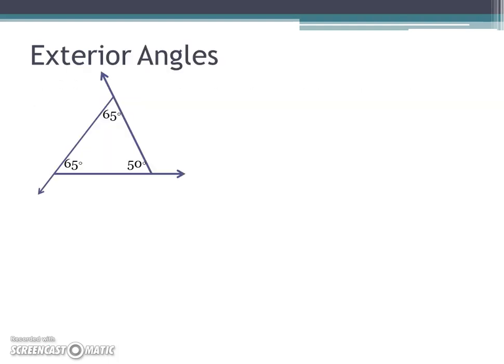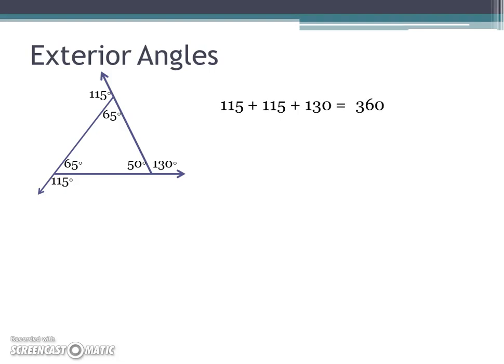Now we want to talk about exterior angles. So here are 3 exterior angles of a triangle. To find them, we do 180 minus the interior angle. To find 115 and 130 for our exteriors, we add them together and we find that in a triangle, the exterior angle sum is 360.